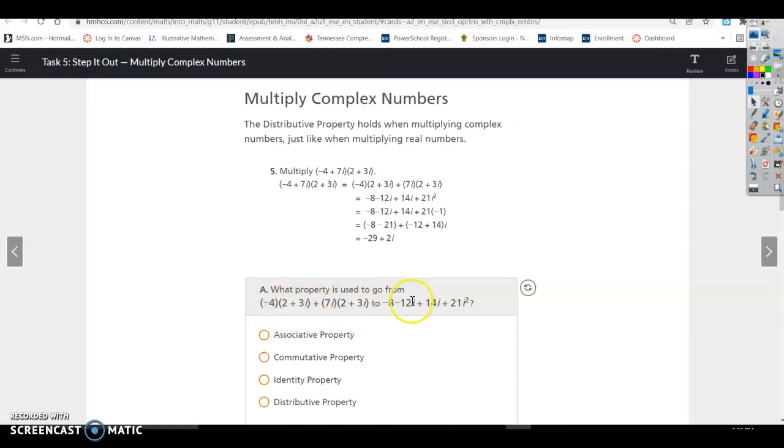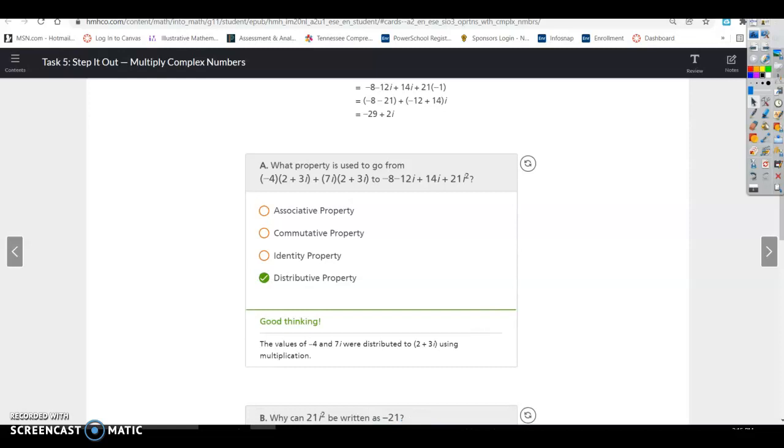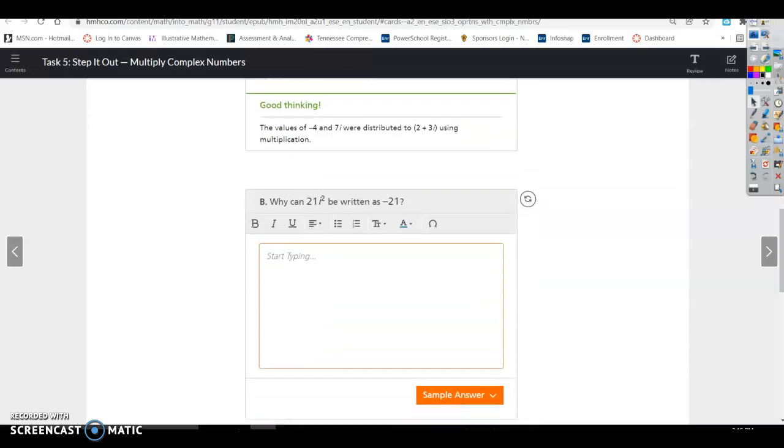Negative 4 times 3i is negative 12. So we got 7i times 2 is 14i, and 7i times 3i is 21i squared. So that would be called distributive property.